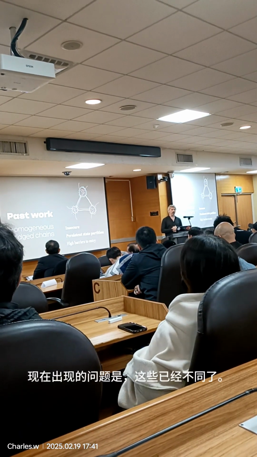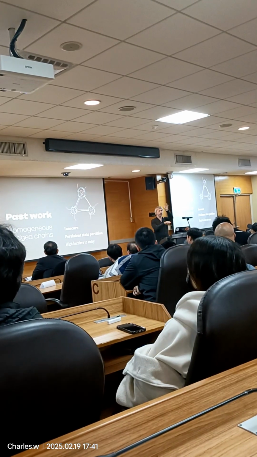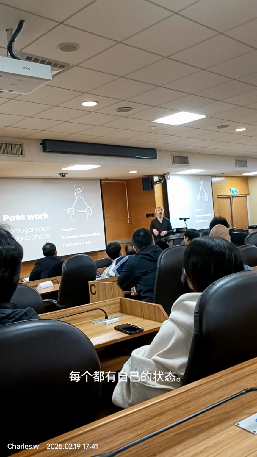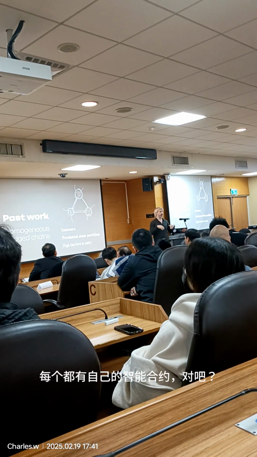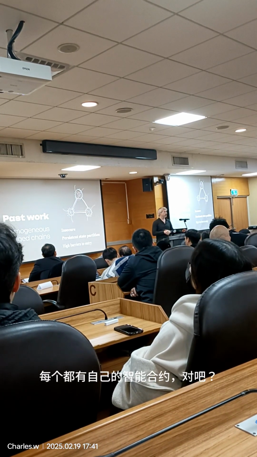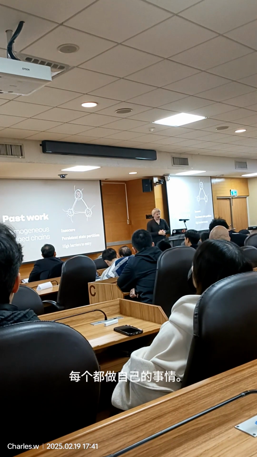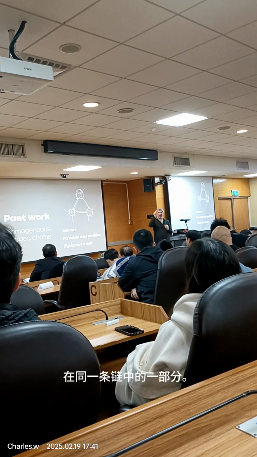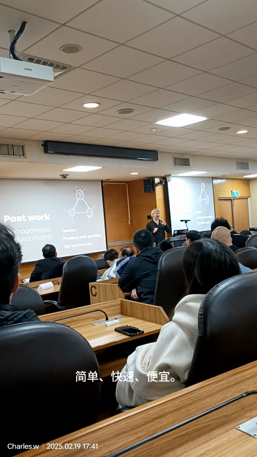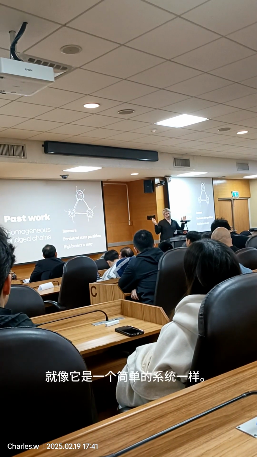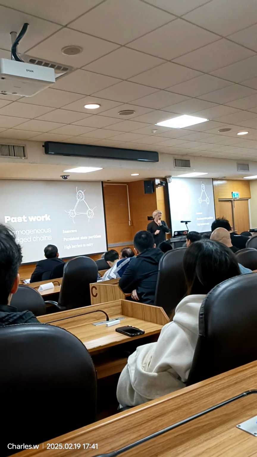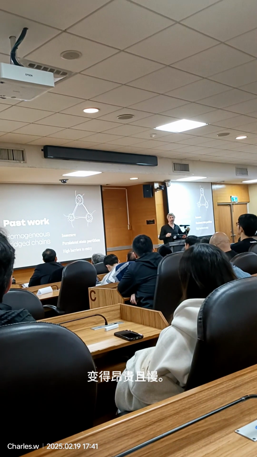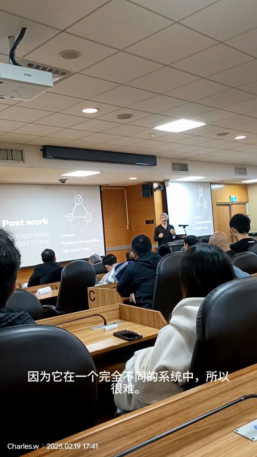Now, something that came up is these are now different systems. These different chains are different systems. They each have their own state. They each have their own list of accounts. They each have their own smart contracts, right? They each do their own things. And to interoperate with something inside of the same chain as you is easy and fast and cheap, as it would be if it was all just a single system. But to operate with something in a different chain becomes expensive, and slow, and difficult, because it's in a totally different system.